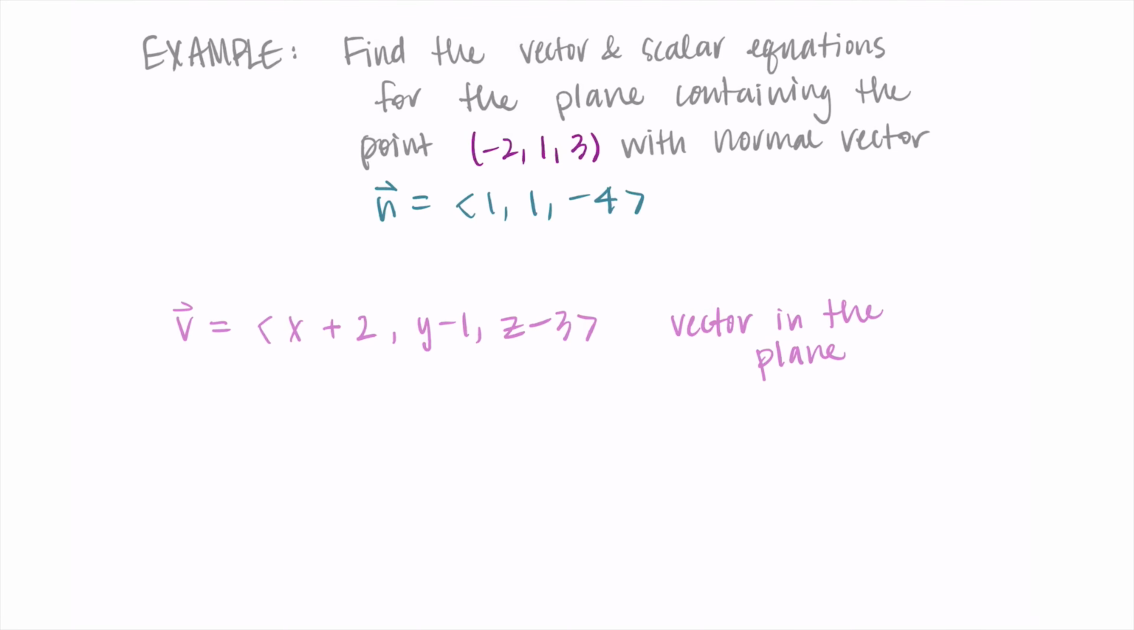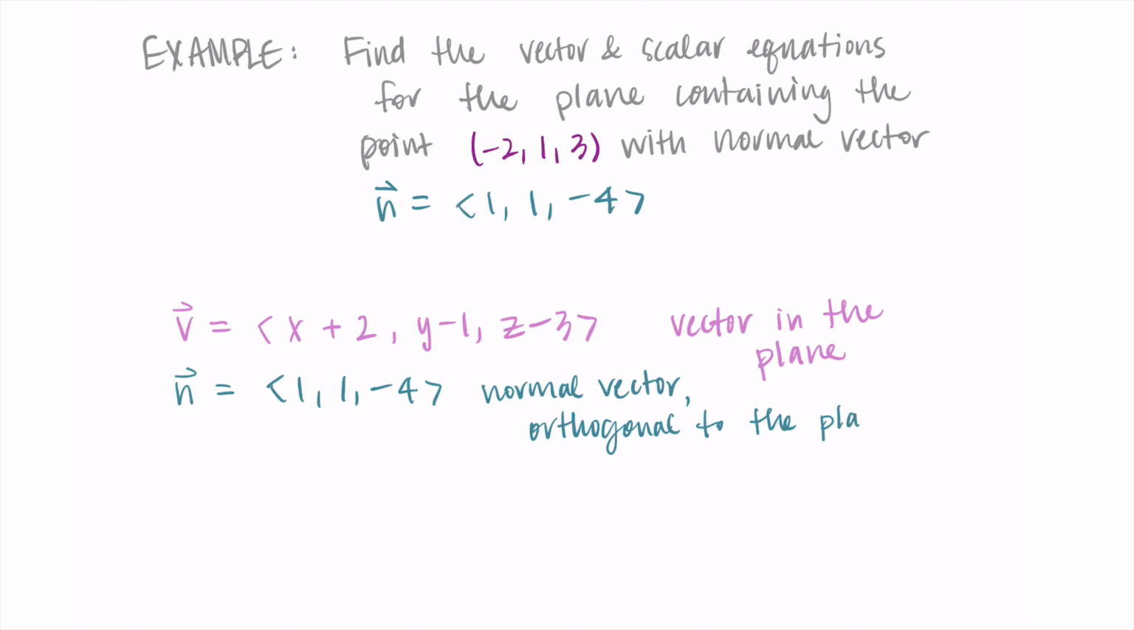Okay, so along with this, we were already given the normal vector. So we were given 1, 1, -4. And so again, this is the normal vector, which is orthogonal to the plane. And so since we have a vector in the plane and a vector orthogonal to the plane, we can find their dot product and it should be equal to 0. So I'm just repeating the thought process we talked about in the last video when we came up with these formulas.